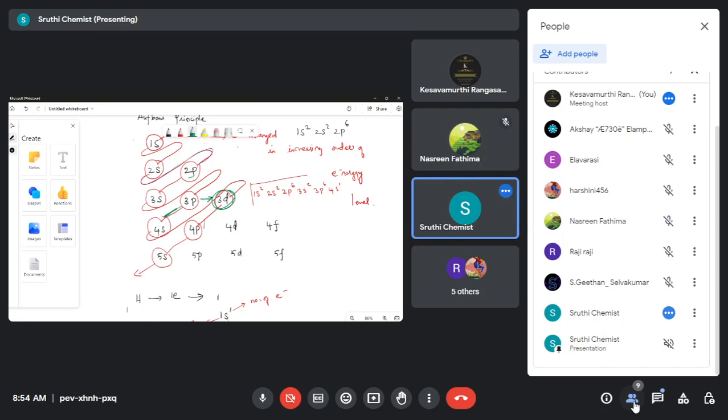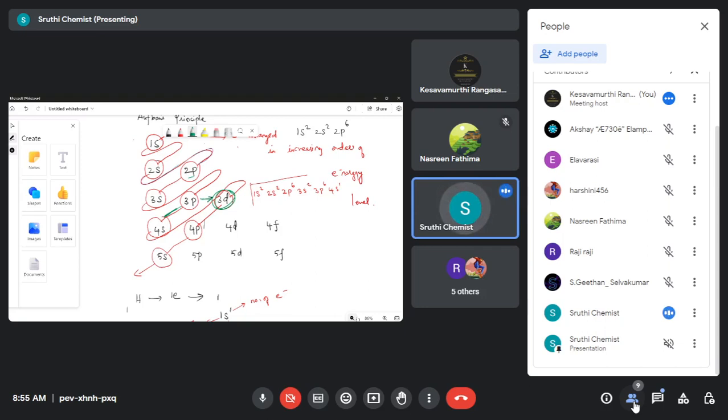Because Aufbau's principle is based on the energy level. If you take the energy level of 4s and 3d, the 4s has a lower energy. That's the reason you fill the 4s electron first and then come to the 3d. Clear? That's the reason and the difference.